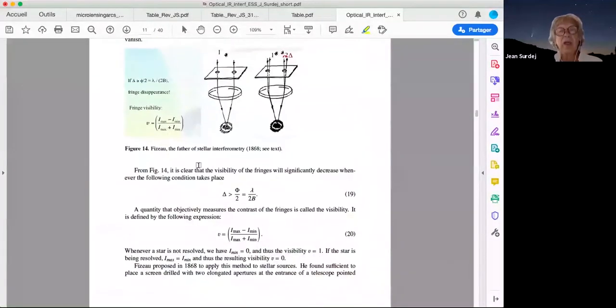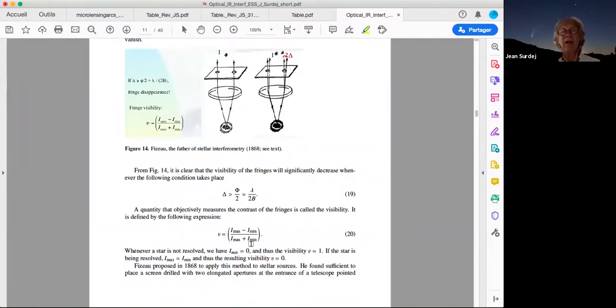Now an important quantity that is being used by interferometrists to quantify the degree of contrast you see when looking at the fringes is called the visibility. So the visibility is the maximum intensity of the brightest fringe minus the minimum intensity of the faintest fringe, divided by the summation of the two.